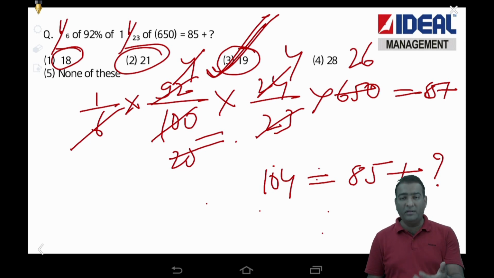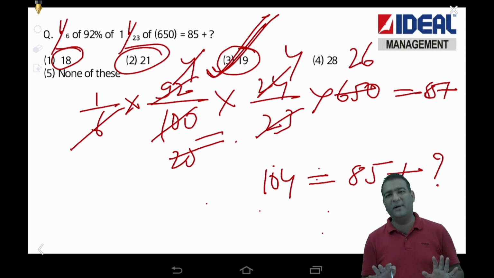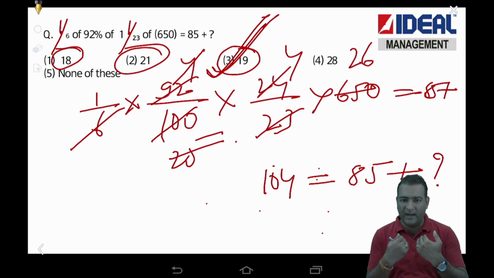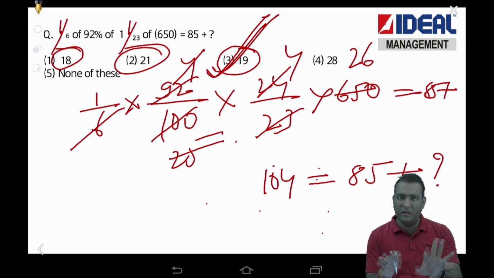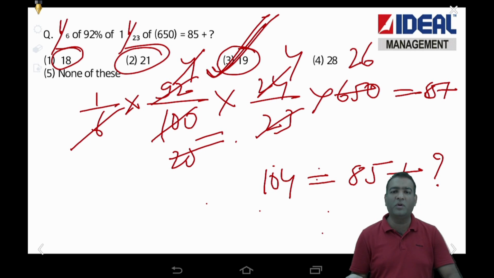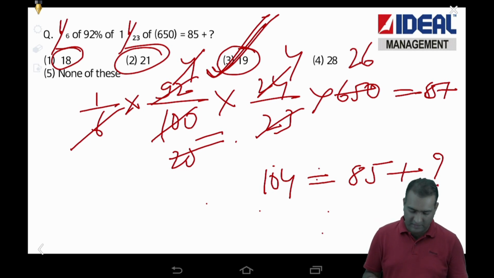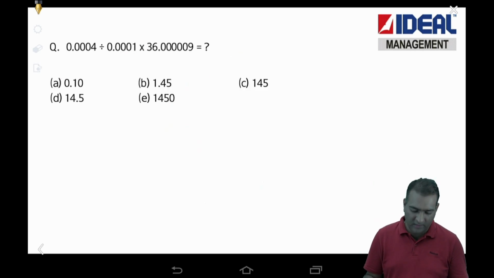So yes, we got the answer, but पूरा वो calculation करना पड़ा. To be honest, I did not add any value in this. Right? There was no value addition from my side. ये आपको खुद करना पड़ेगा. Right? So that's it. Fair enough. Let's move to the next one now.